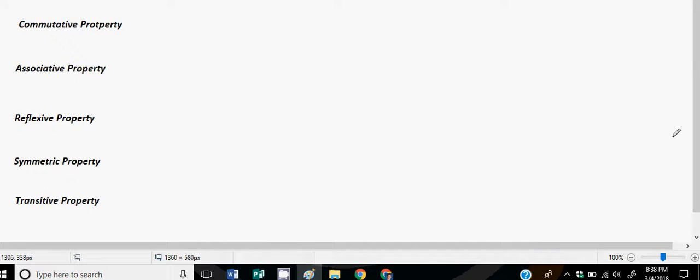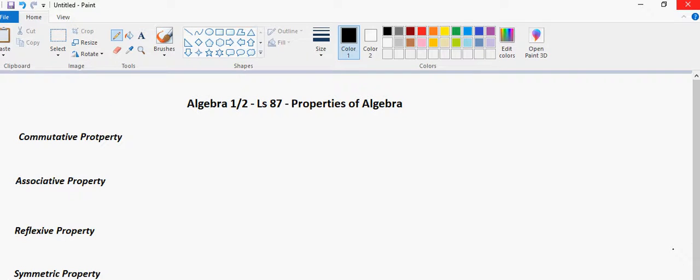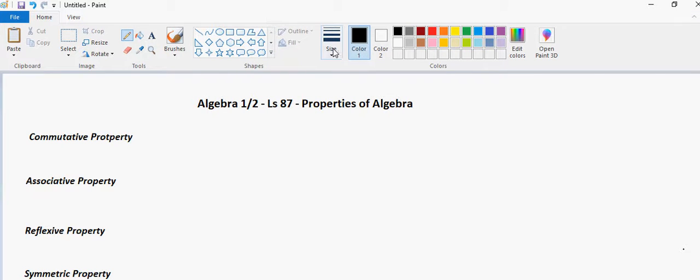Hey there, Algebra half. Lesson 87 reminds me of lesson 84. Why? Because that one was called Properties of Equality. Well, this one's called Properties of Algebra, and it just means similar words and properties and concepts just for numbers. It doesn't need to be for an equation, though it usually has to do with equations.